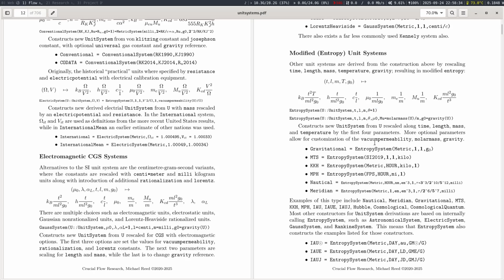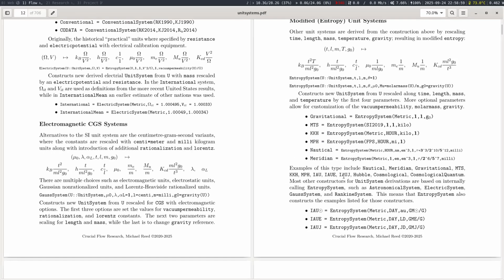Constructs a new unit system from U, rescaled along time, length, mass, and temperature by the first four parameters. More optional parameters allow for customization of the vacuum permeability, molar mass, and gravity. So the gravitational system and the nautical system, meters, tons, seconds. Examples of this type include the nautical, meridian, gravitational, MTS, KKH, MPH, IAU, IAUE, IAUJ, Hubble, cosmological, cosmological quantum.